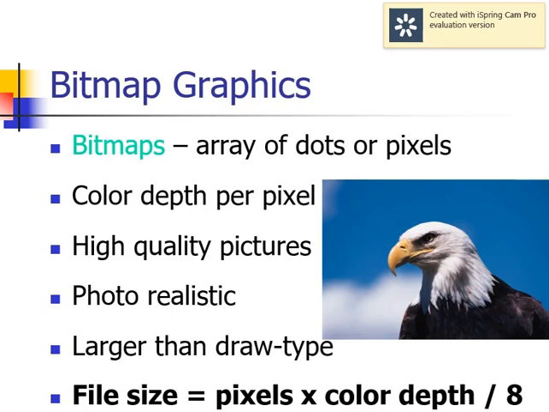To calculate the file size, you can use this formula: pixel times color depth divided by 8. The raster images are stored in image files with varying formats, for example JPEG or bitmap file, and usually image file size can become large. You must balance the need for quality images with the need for small file size.